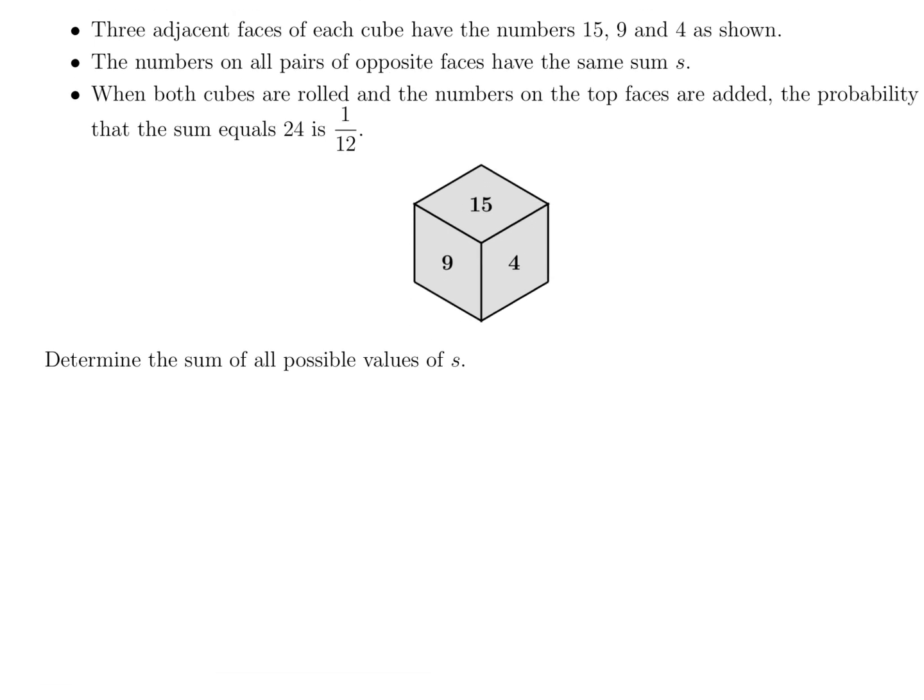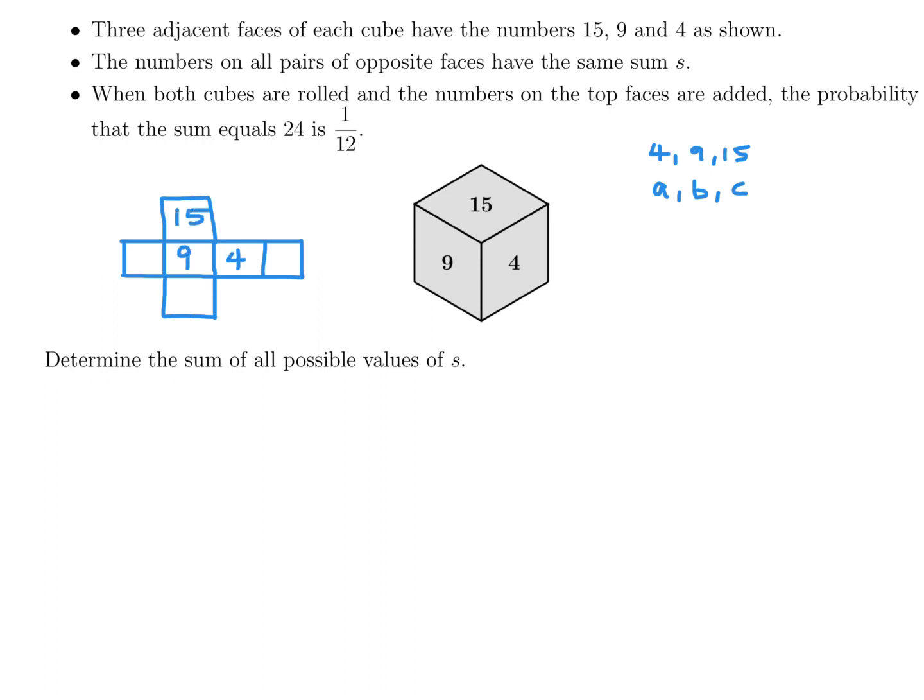Well, we have 4, 9, and 15, and the other ones I have no idea, so I'll call them A, B, and C, the other faces. But if you were to kind of open this up, it's going to be a little bit easier to explain if I opened it up. So this is my cube, right, that I've opened up. Well, the 15 goes here, the 9 goes here, and the 4 goes here. So I'll put the A here, the B here, and the C there.